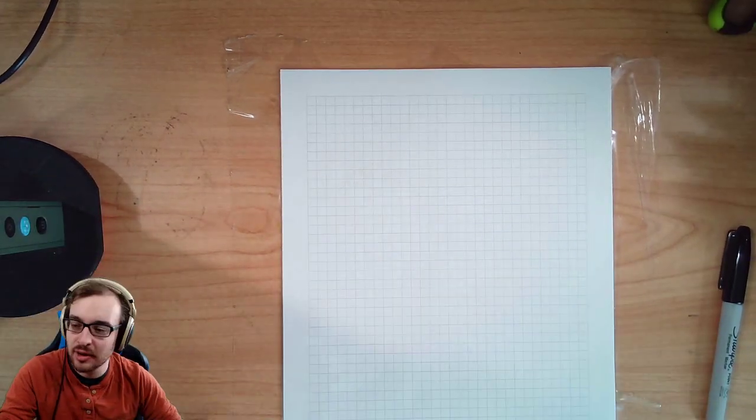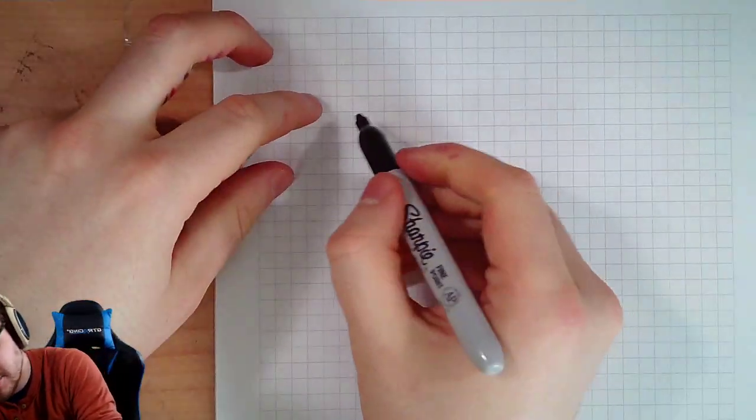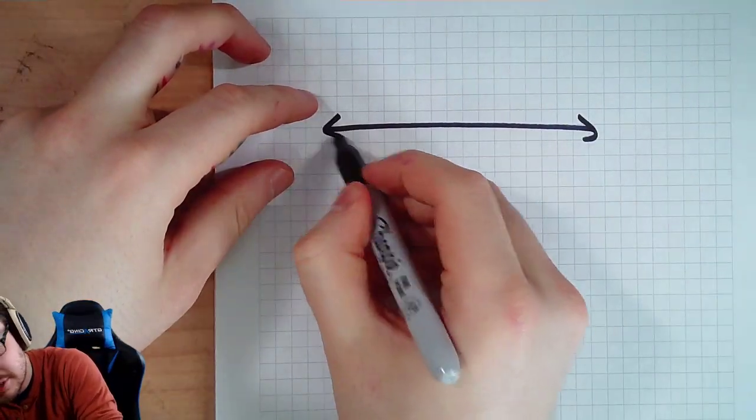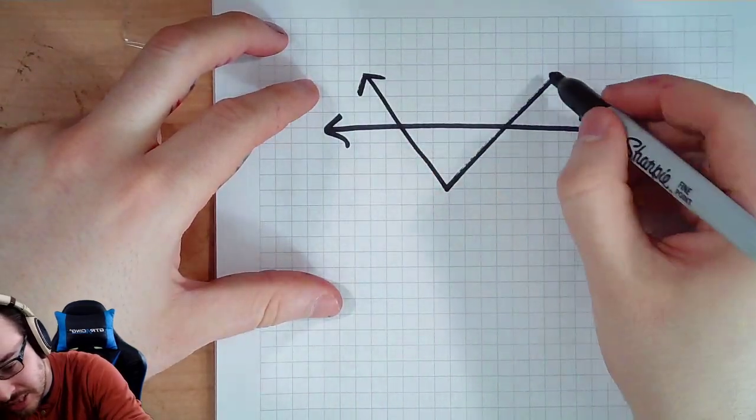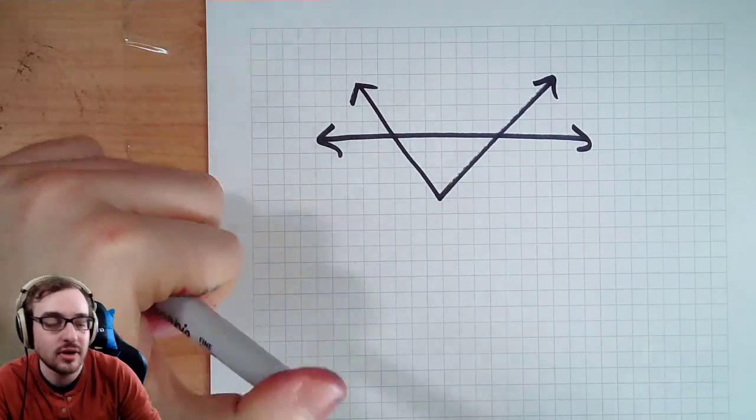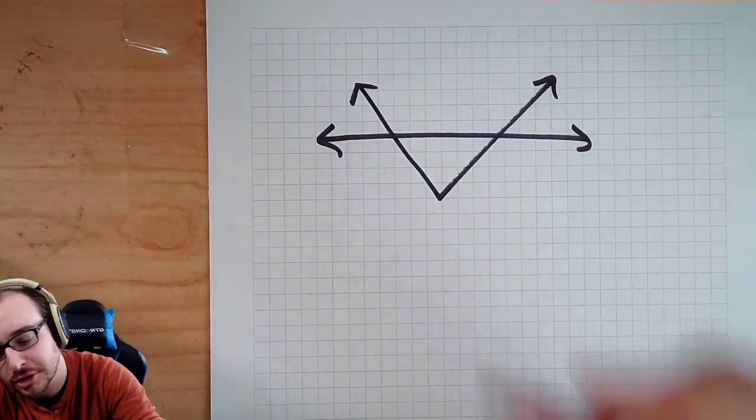All right. So here's the diagram. We have a straight line, because all lines are straight. And then we have two rays that come together to form a 90-degree angle. And these are rays because they don't go on forever in both directions. They only go on forever in one direction.